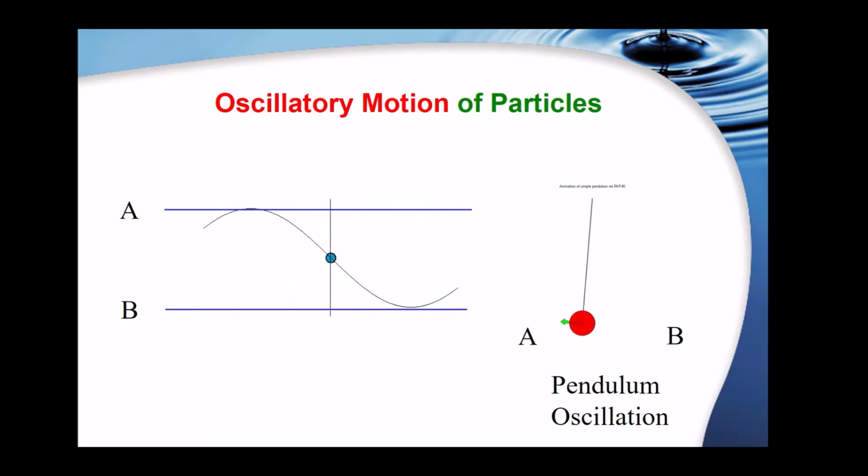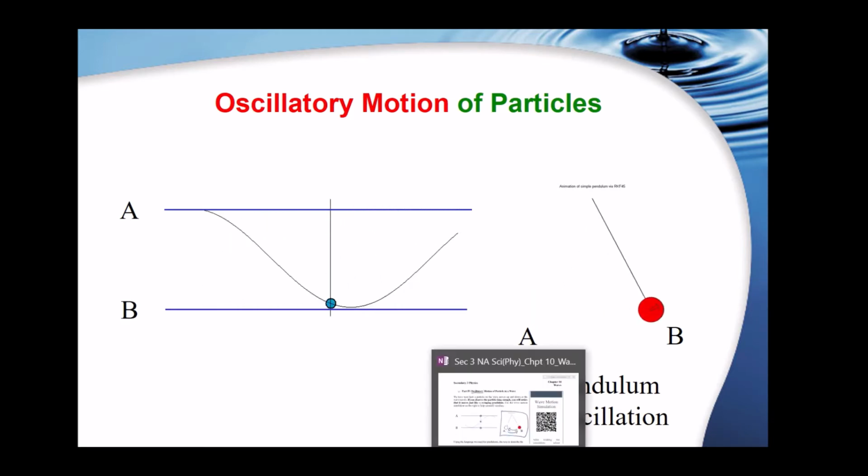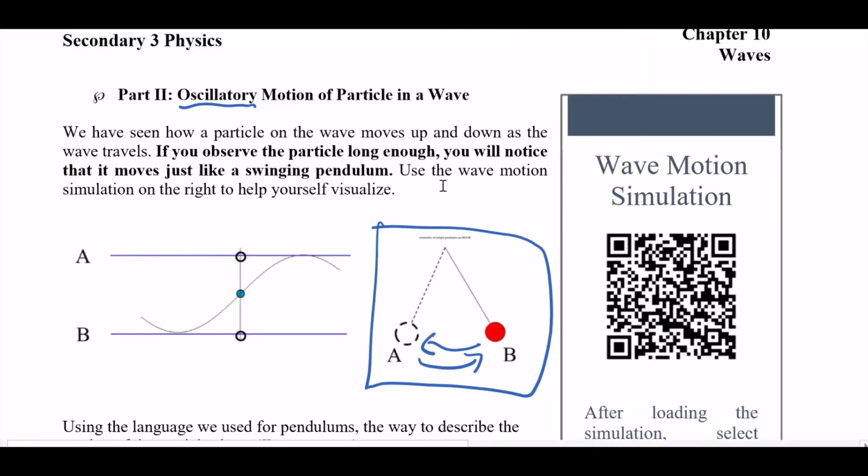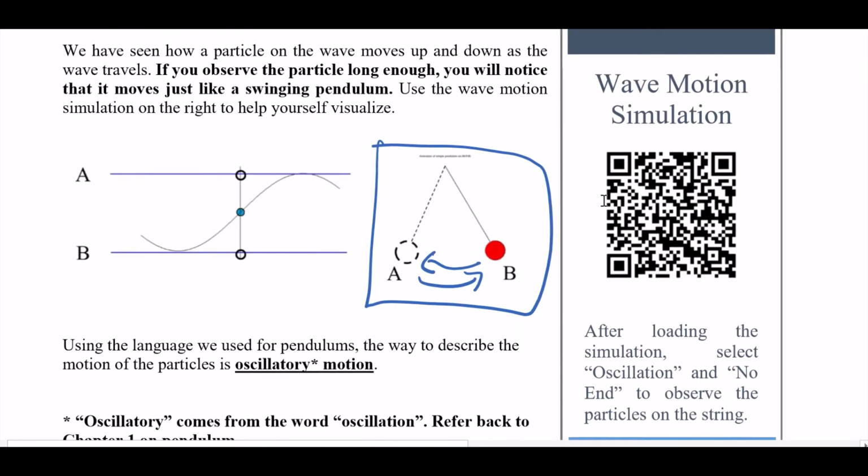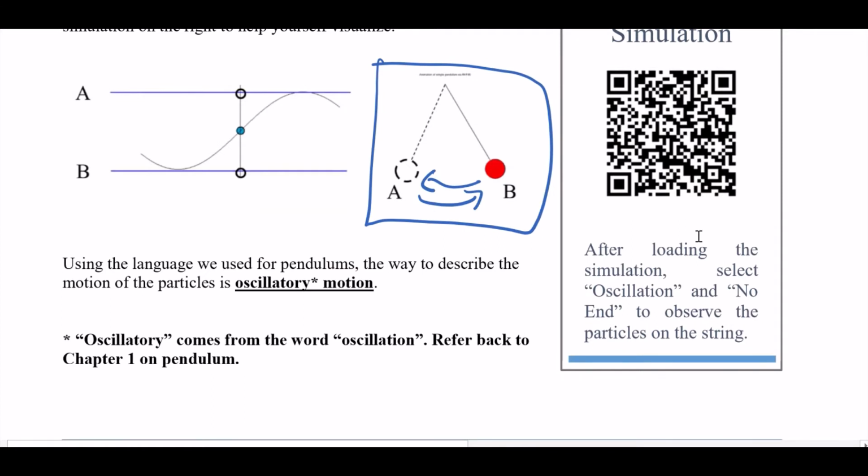So you can see that they both move in a very similar way, and this is what we call the oscillatory motion between points A and B, just like this pendulum here. Again, a particle in a wave moves in the same way as a pendulum bob. You can go check out this wave motion simulation on the QR code in your notes. Oscillatory comes from the word oscillation, so refer back to pendulum motion when we studied pendulums.